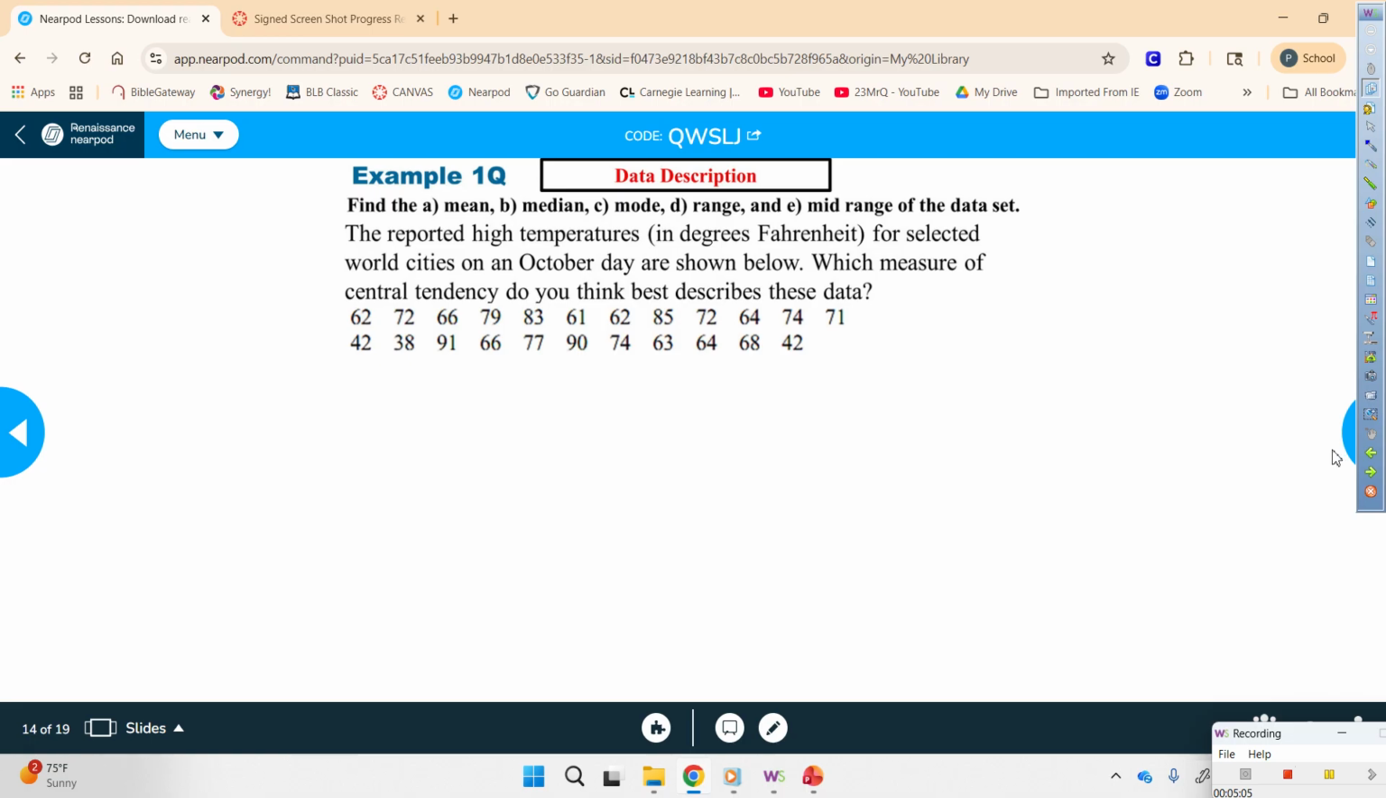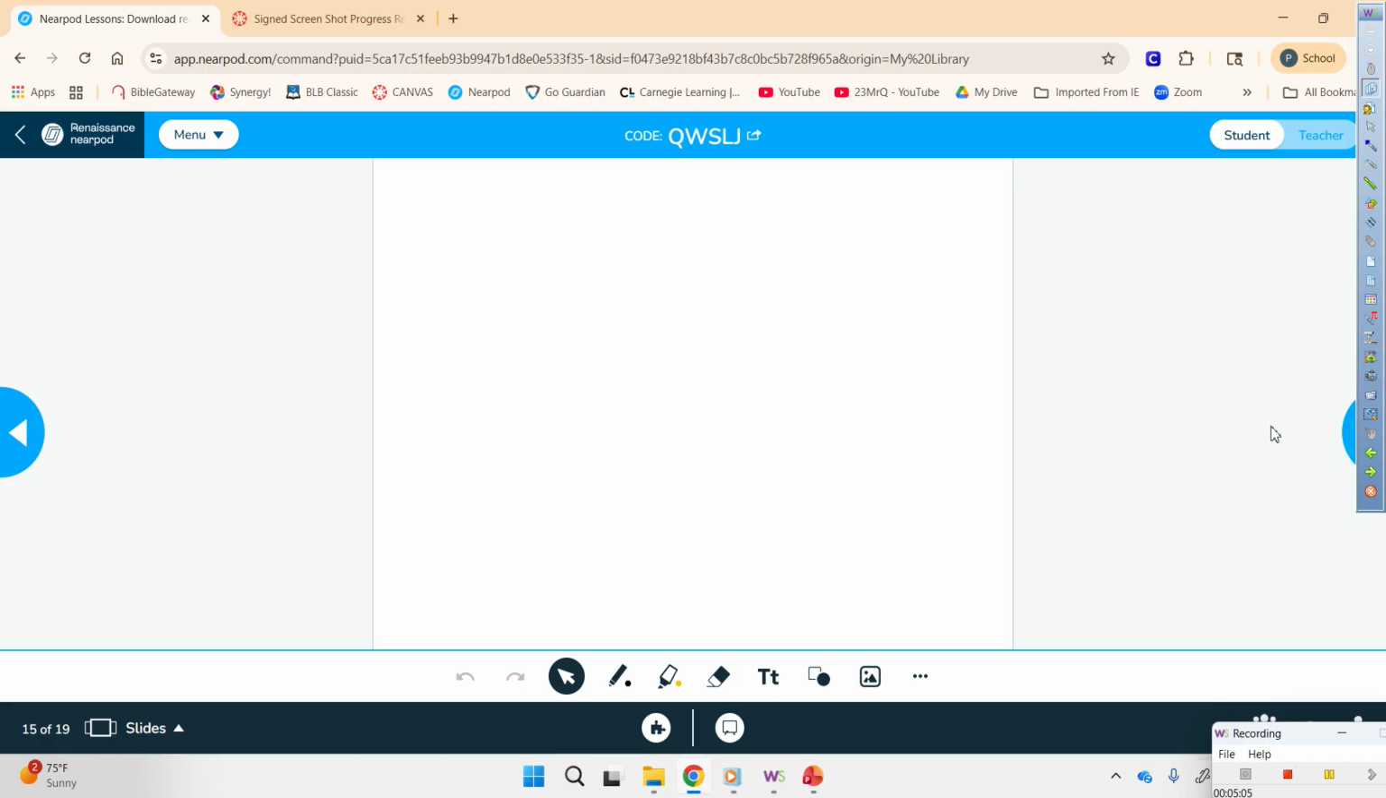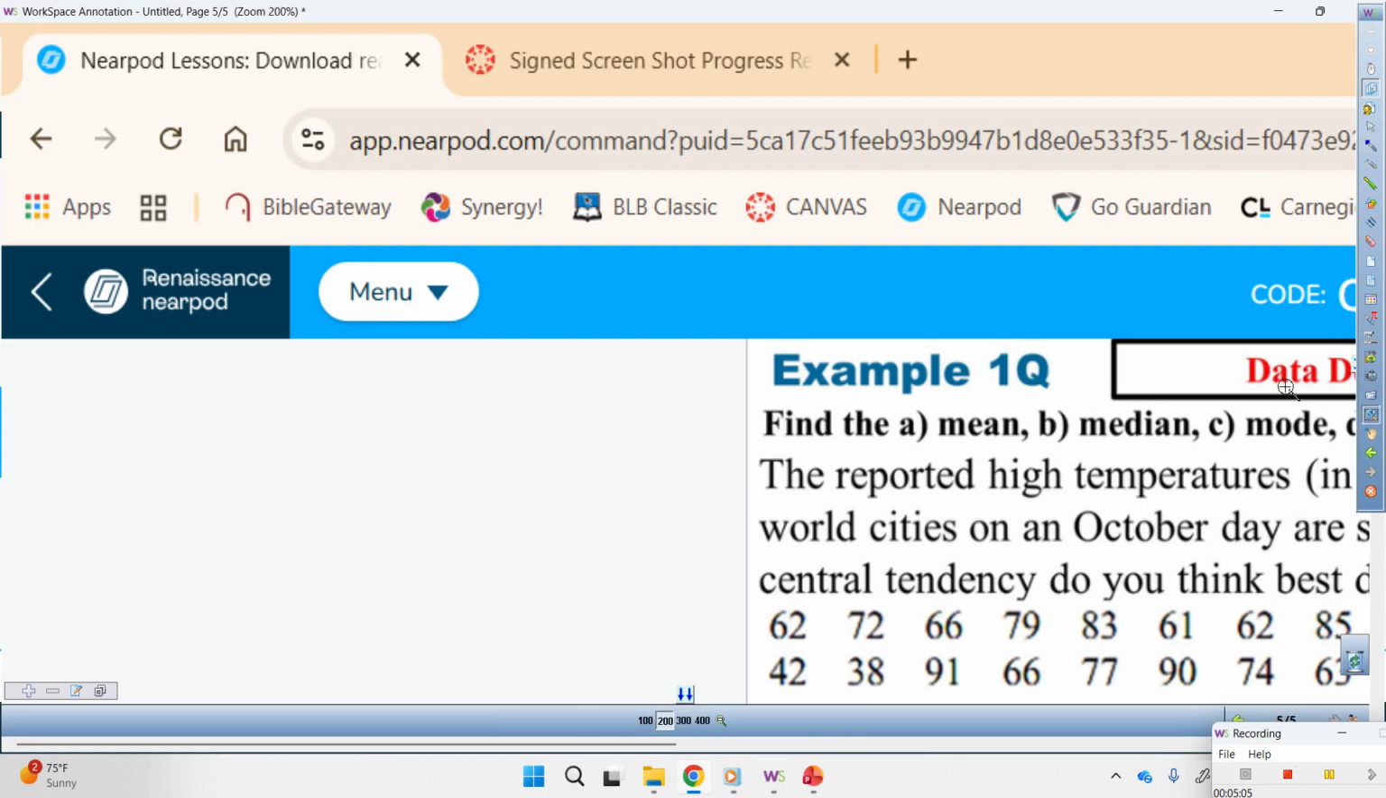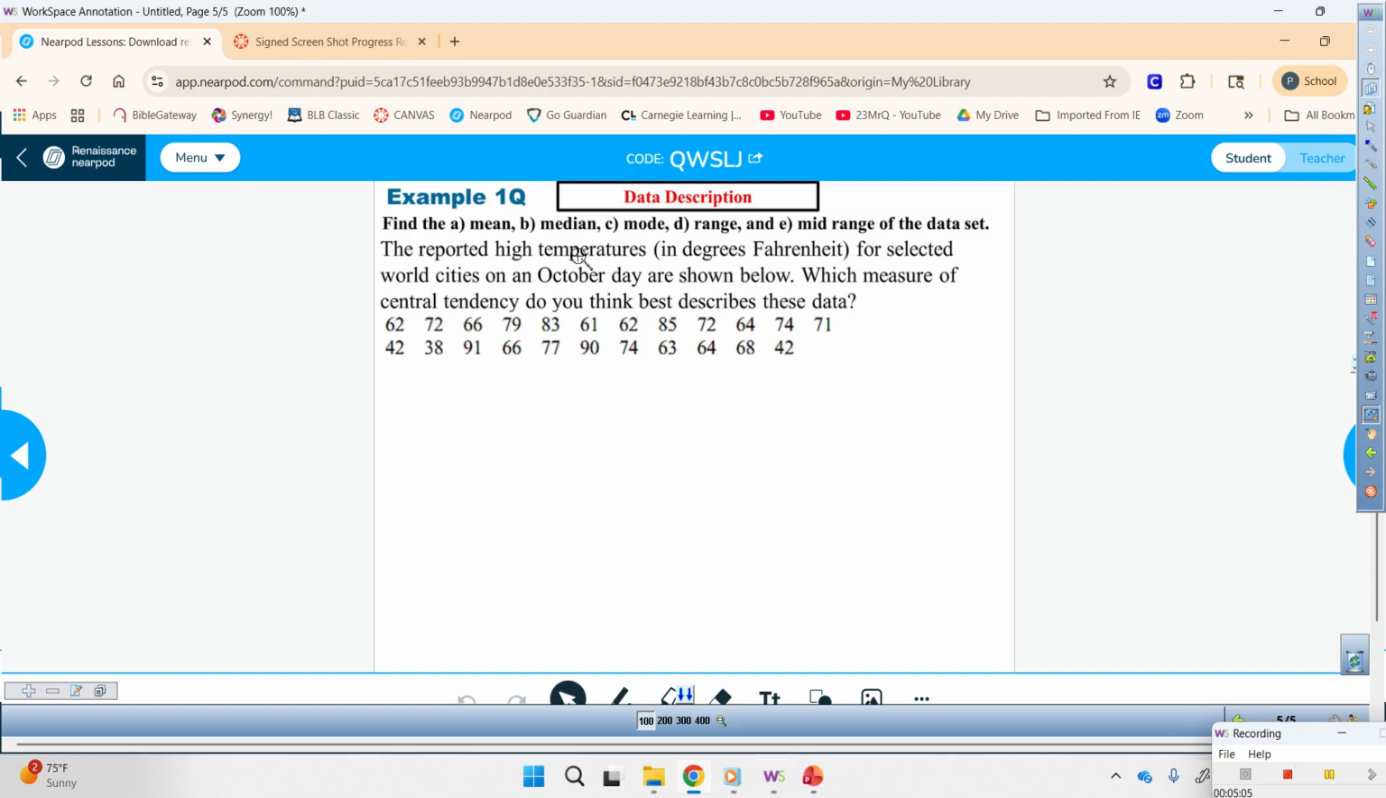All right, without further ado, here we go. I'm going to send you the screen so you don't have to copy out the data. However, let's get our distribution organized for this one, please. It reads, find the mean, median, mode, range, and mid-range of the data set. The reported high temperatures in degrees Fahrenheit for selected world cities on an October day are shown below. Which measure of central tendency do you think best describes the data?